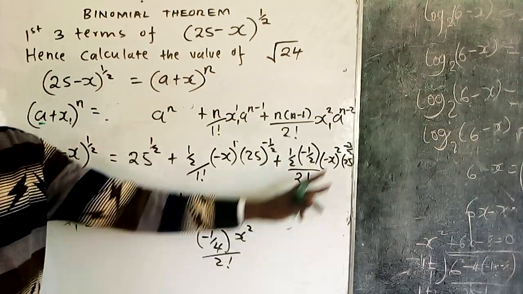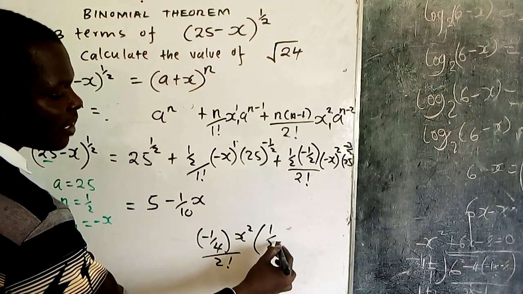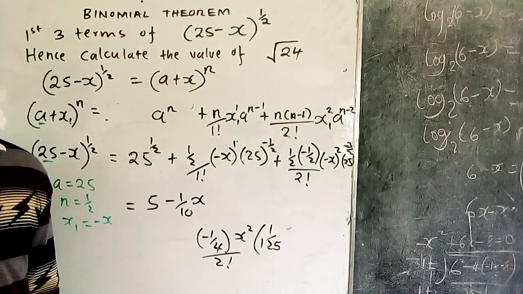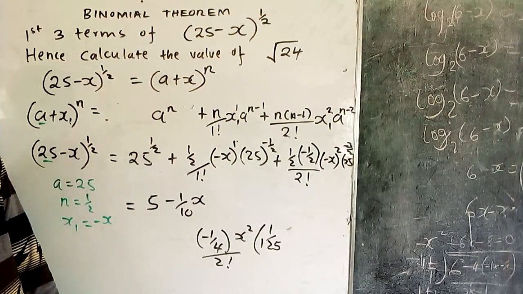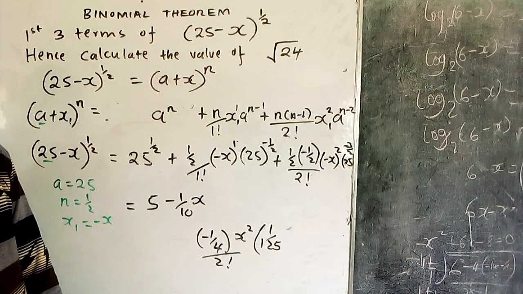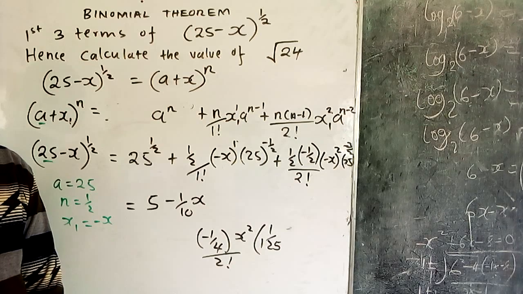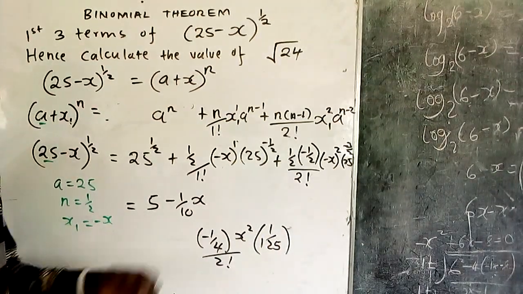Go to the calculator. What is 25 raised to negative 3 over 2? I can see it is 1 over 125. What do you have? 25 raised to negative 3 over 2. Because that is 1 over 25 raised to 3 over 2. See there? So 5 cubed. That is 1 over 125. Yes. 1 over 125. So if you work out all this, go to the calculator.